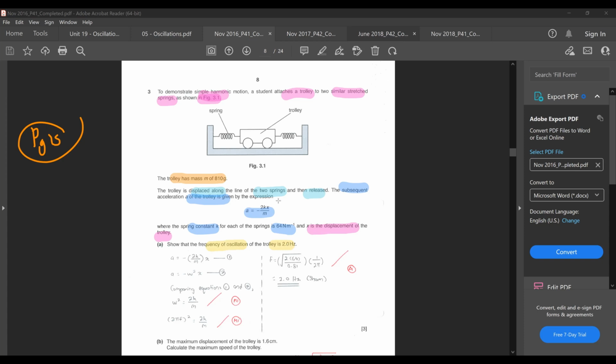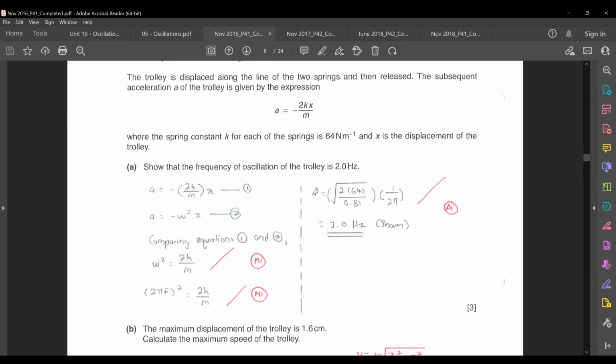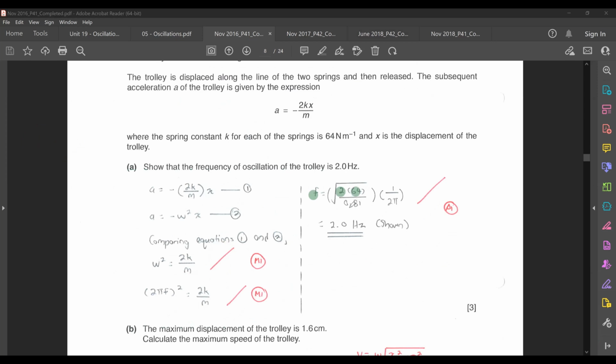So whenever you see a separate equation being given for a simple harmonic motion question, almost always you have to compare with your defining equation of SHM in order to work out some sort of answer. So here you again compare the two equations. Once you compare them, you can make a conclusion saying that omega squared is 2k over m. Okay, and because they want frequency here, all you just need to do is you sub out the omega as 2 pi f, square it, equate it to 2k over m. Okay, and then after that, sub in all your values. Okay, so frequency is square root of 2 times 64 divided by 0.81, then multiplied by 1 over 2 pi. Okay, your answer eventually will give you 2 hertz, just like that.